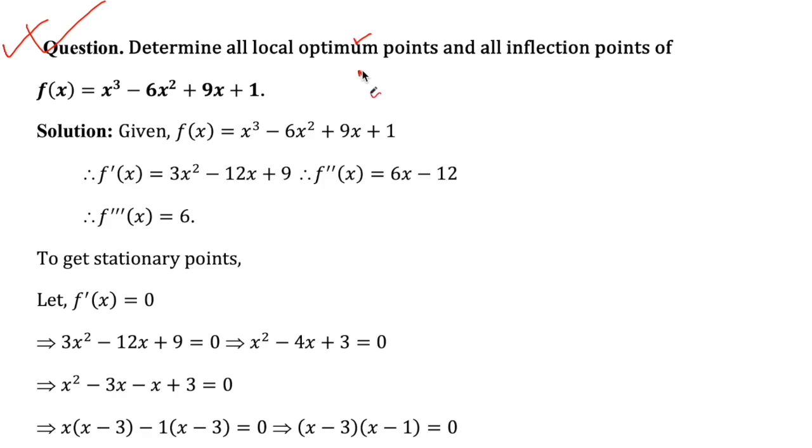Optimum means maximum point as well as minimum point. And inflection points, it can be SIP or IP. SIP means stationary inflection point or inflection point. So for this function, if you want to know maximum point, minimum point, SIP or IP, you need first derivative, second derivative and third derivative.